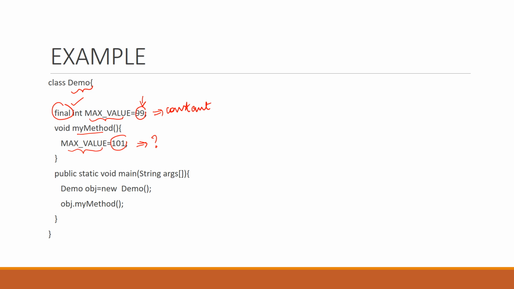So what will happen if we create an object and call this my method? You will get a compilation error. So what is the conclusion here? If you create a variable using the keyword final, then that variable is a constant variable and you cannot change that variable. Hope you got the point. So we'll move on to the next slide.